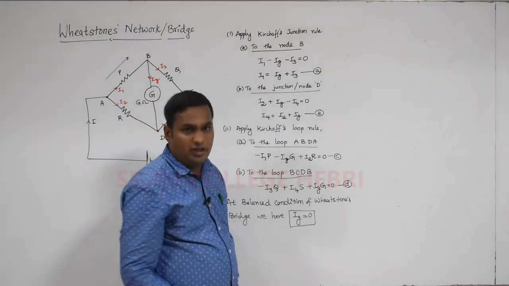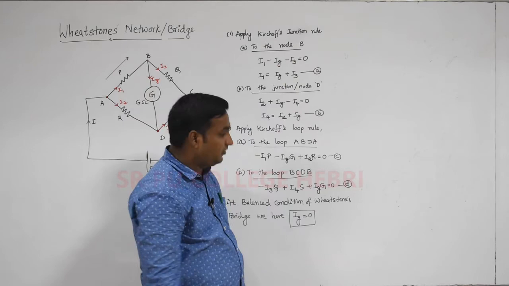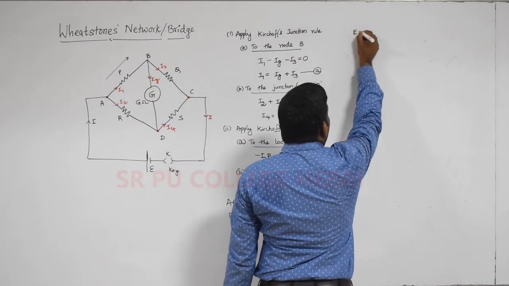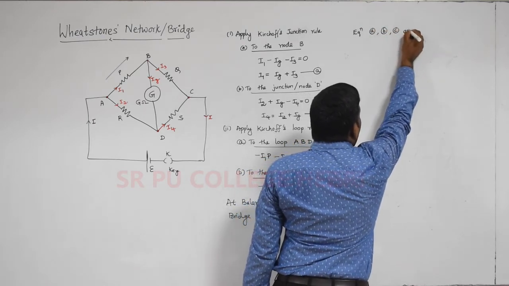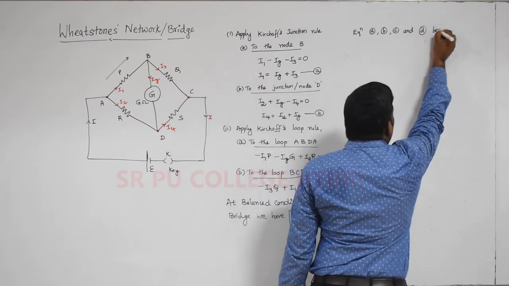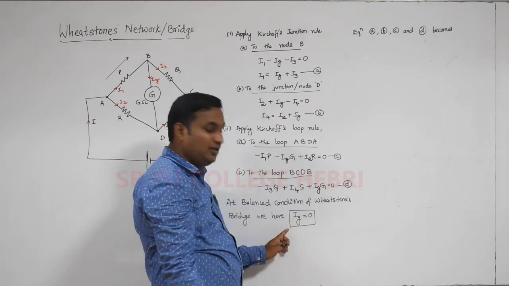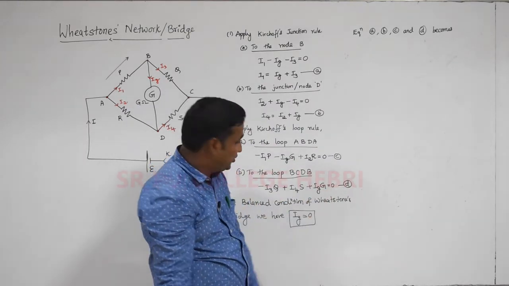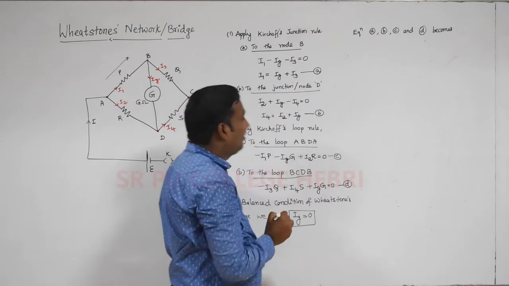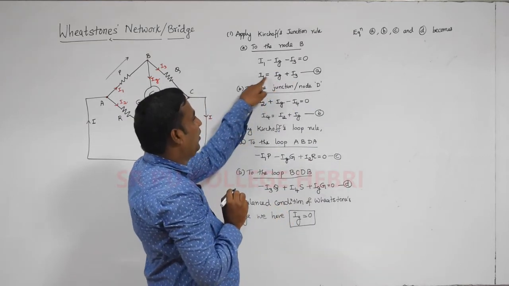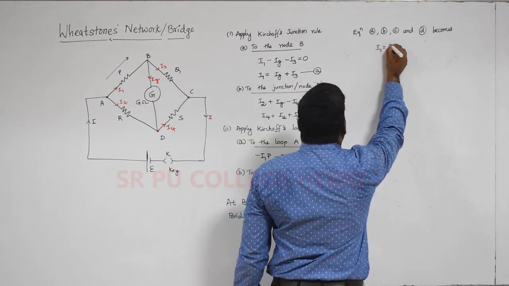Is that clear? Continuing this derivation, using this balanced condition, we have to think about the 4 equations. Equations A, B, C and D become, after taking the balanced condition Ig equal to 0: in equation A, if I take Ig equal to 0, automatically we get I1 is equal to I3. Equation A becomes I1 equal to I3.